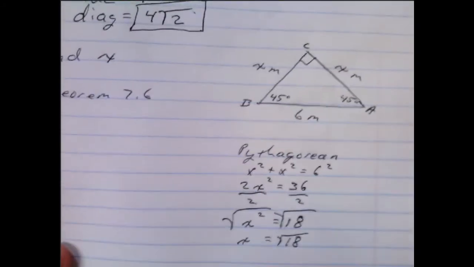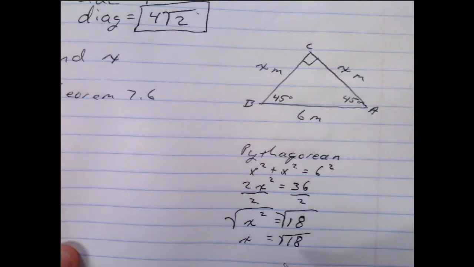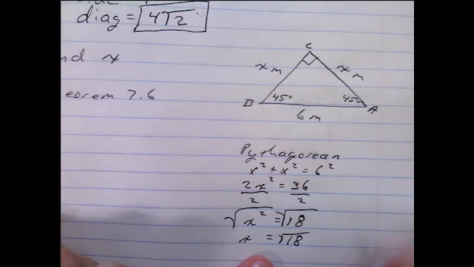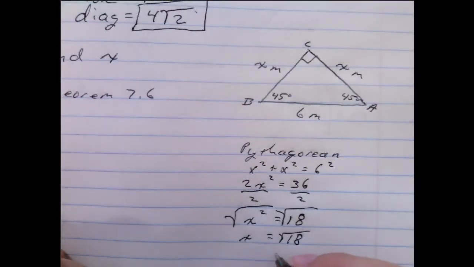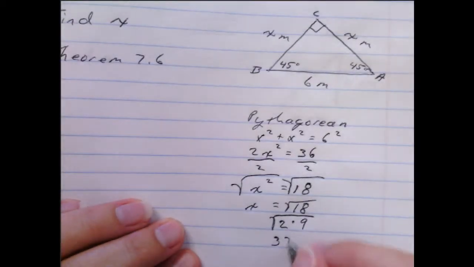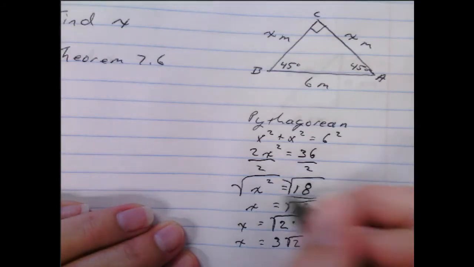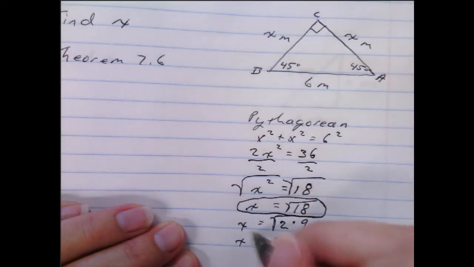Sorry, I'll move that down a little bit there for you. So x is the square root of 18. We could also say that square root of 18, if we want to simplify that, is 2 times 9. So it would be 3 square root of 2. Alright? So either of those answers would work.